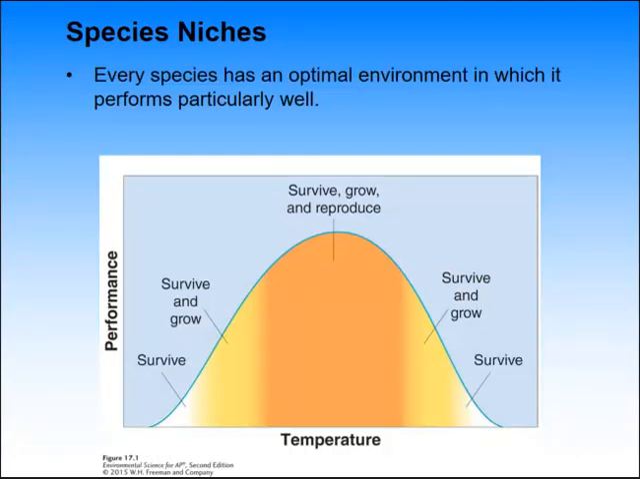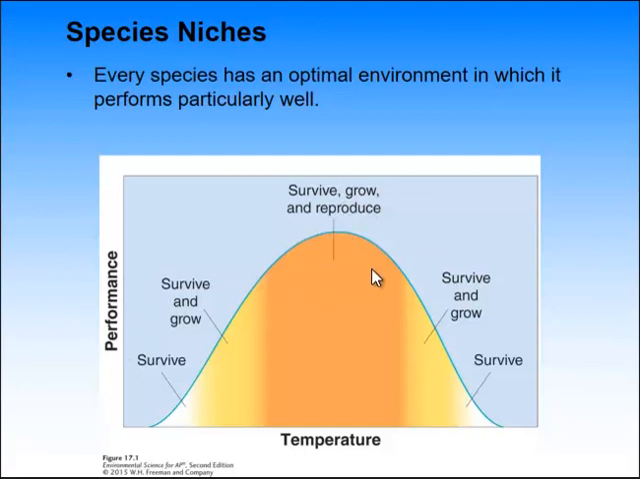Now here's the model for that. The model that applies to all organisms and their niches. All species have an ideal range of abiotic conditions, such as temperature, under which their members can survive, grow, and reproduce. And that's their performance. Their performance is survival, growth, and reproduction.